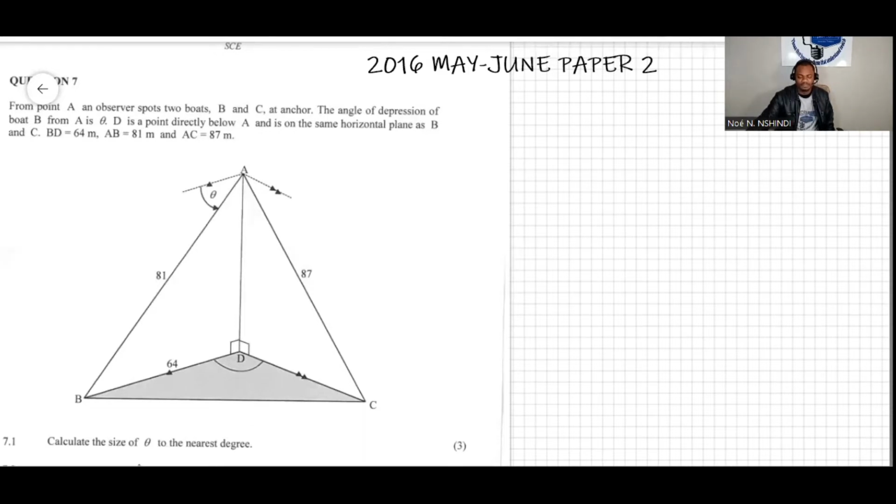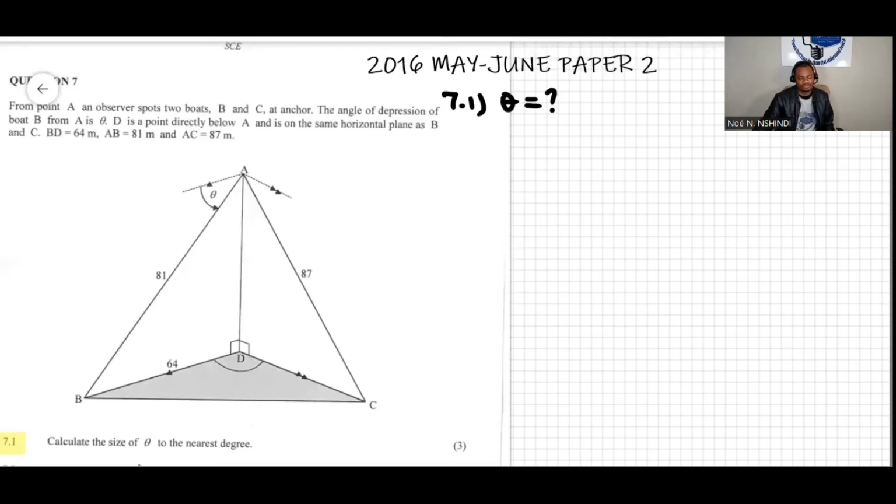Okay. And then 7.1, we have a question here, 7.1. The question says, calculate the size of theta to the nearest degree. Okay. How can we do this? Okay, we have that question. It's question 7.1. So we're looking for theta to the nearest degree. How can we find theta?